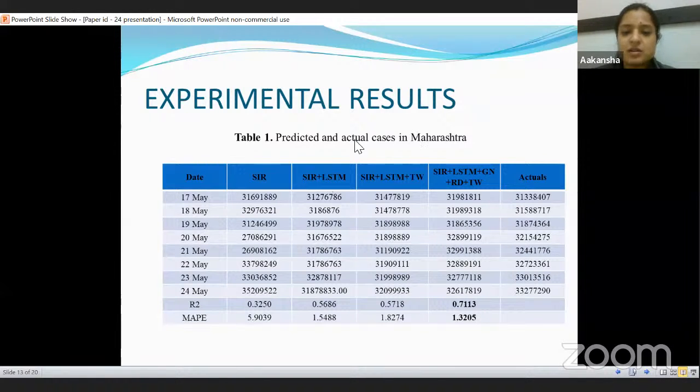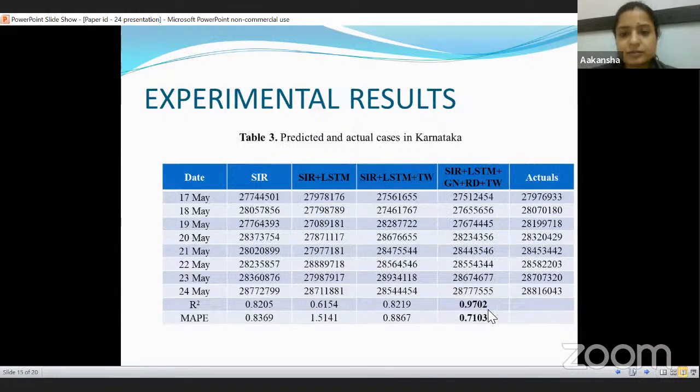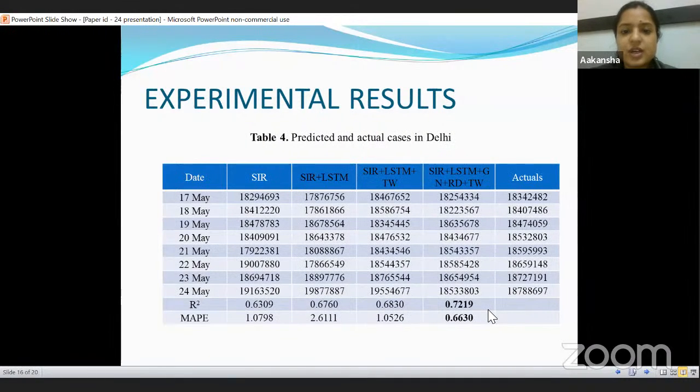This was the result for Maharashtra, and we can see that the R square and the MAP values are the best for our proposed model. And the same is the case with the Kerala region and Karnataka, and the last one is for Delhi.